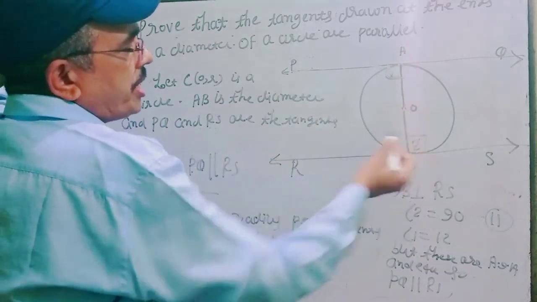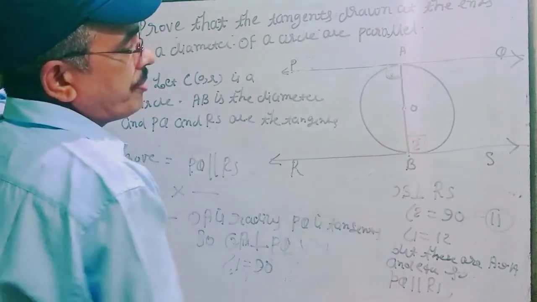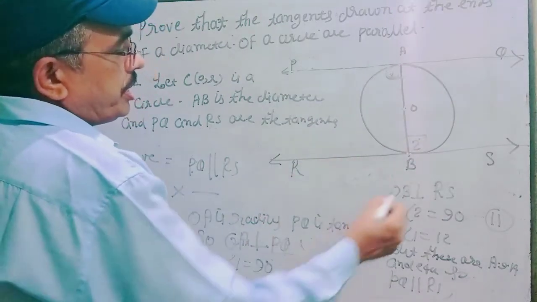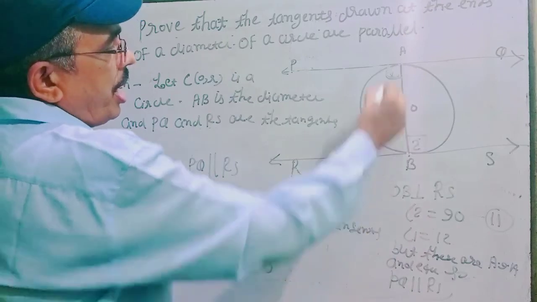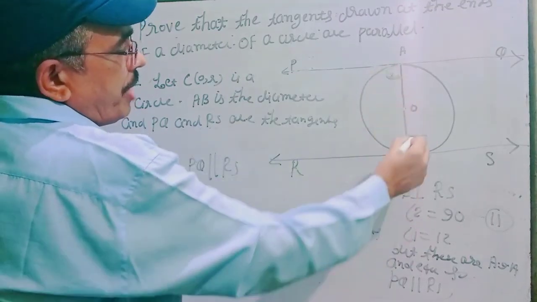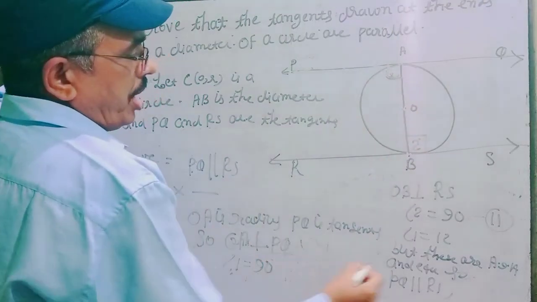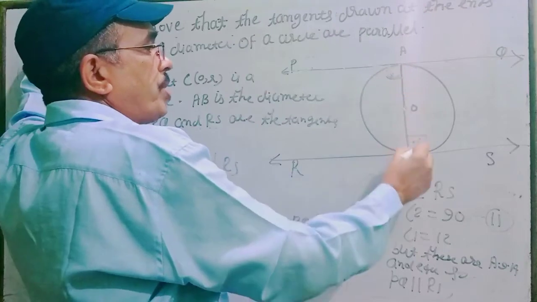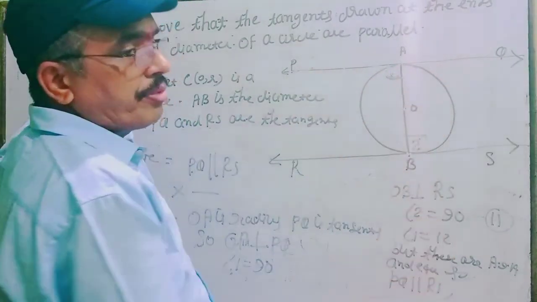Similarly, OB is the radius and RS is the tangent and B is the point of contact. So OB is also perpendicular to RS. Then angle 2 is 90 degrees. So from equation first and second, angles 1 and 2 are equal. These angles are alternate angles, and being equal, it is clear that PQ is parallel to RS.